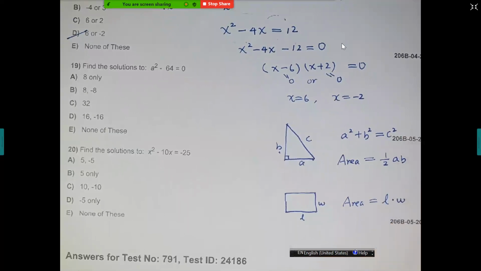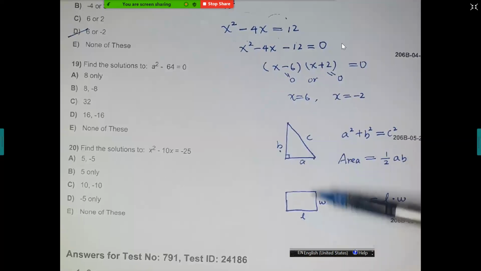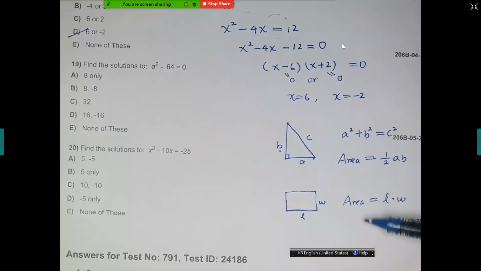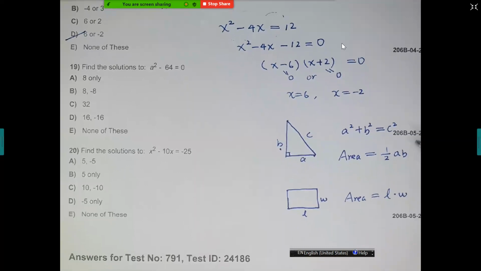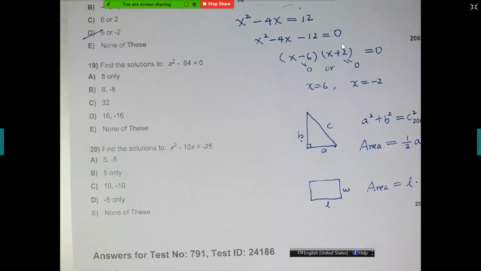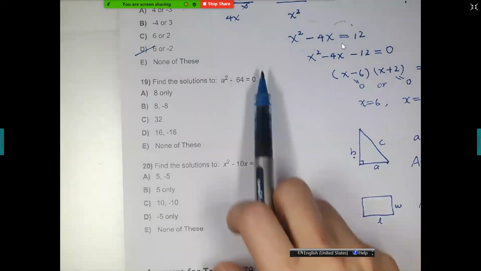So this is a quick review, just in case on the real exam we might see a problem about those special figures. Don't forget those formulas we have learned before. And this is some word problem you might see on the test. The last two problems on the test are still solving quadratic equations.